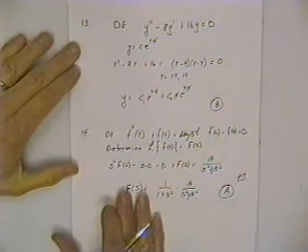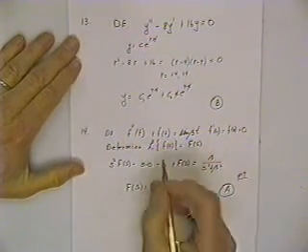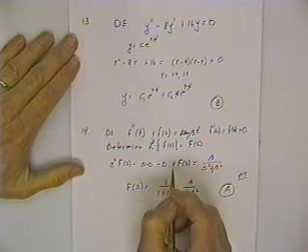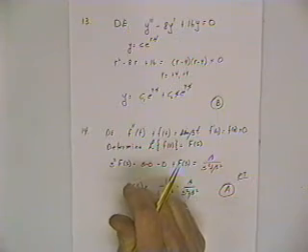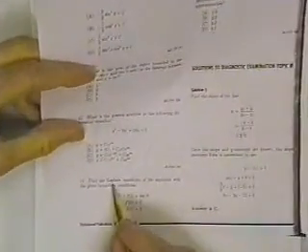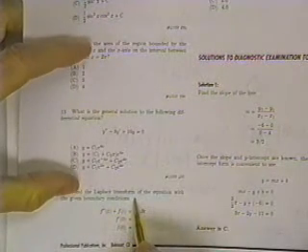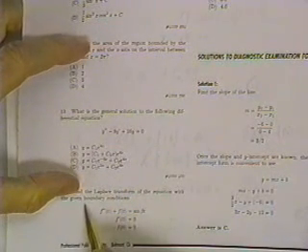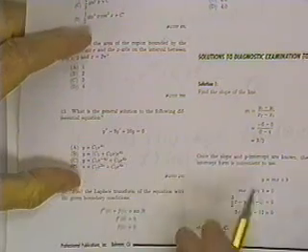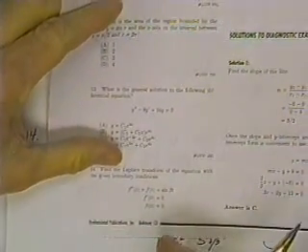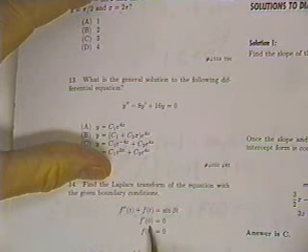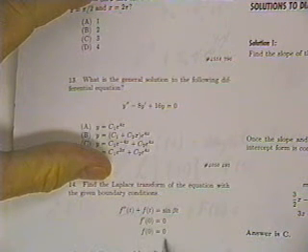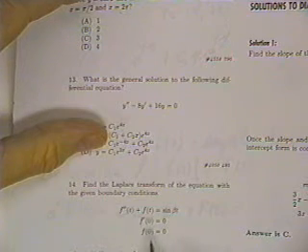Excuse me. The next one, number 14, is a Laplace transform problem. Number 14 states, find the Laplace transform of the equation with the given boundary conditions. Let me slide that up a little bit. The boundary conditions are f prime of 0 equals 0 and f of 0 equals 0.